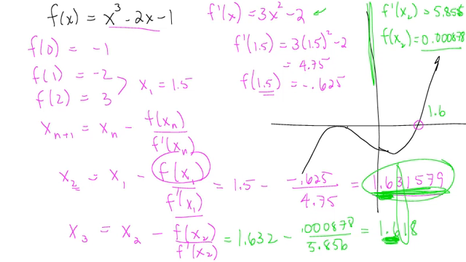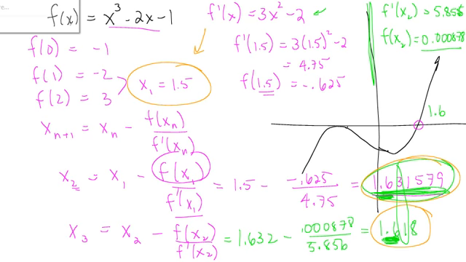So I want to take a look at this last example that I just did and talk a little bit about my guesses here. I started with 1.5, and then my next guess became 1.63, and the next one became 1.618. And notice the differences between each of those guesses is getting smaller and smaller. That's called converging. You're getting more and more accurate. And that depends a lot on what my initial guess is.